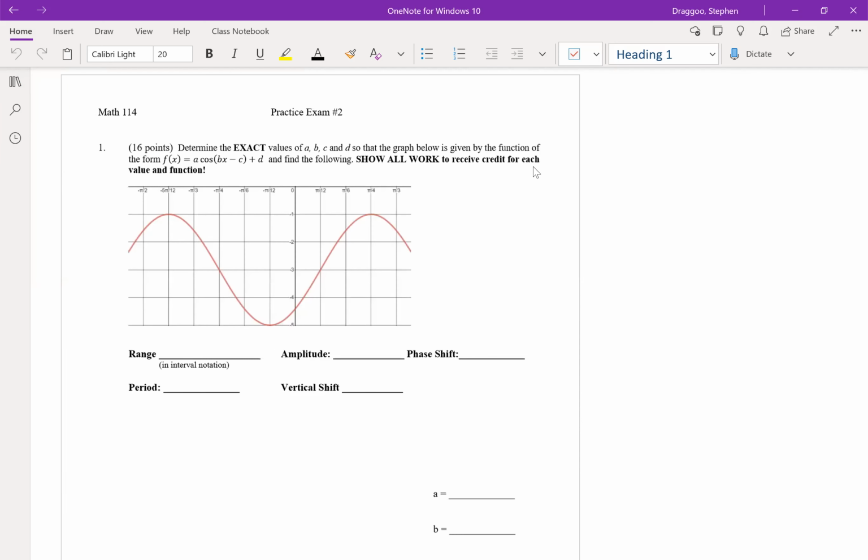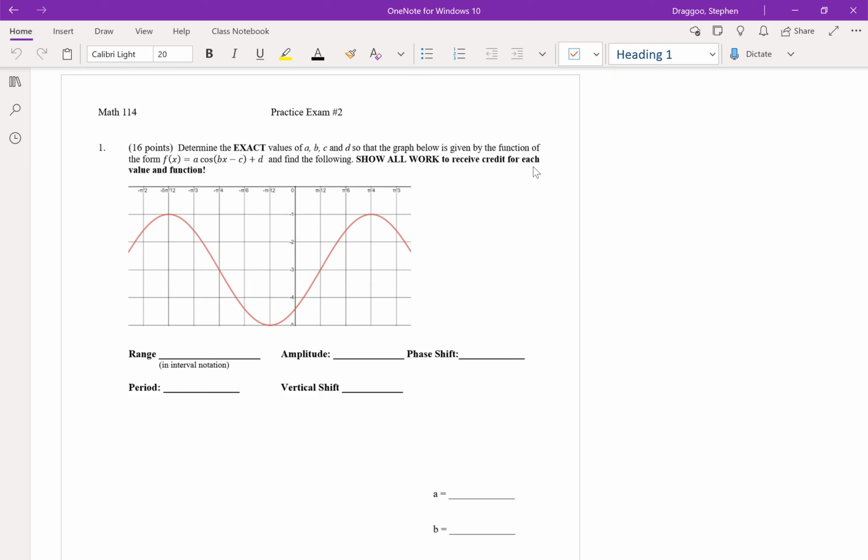So question number 1. We want to determine the exact values of A, B, C, and D so that the graph below matches the function. So it's basically, here's a graph, find an equation for a sine or cosine that fits the graph.